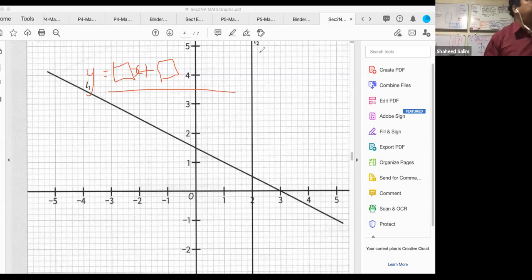How Ryan can get, not Ryan? Shafi, you got it? You know how to do it, right? Good. Just gradient plus y-intercept, that's it.